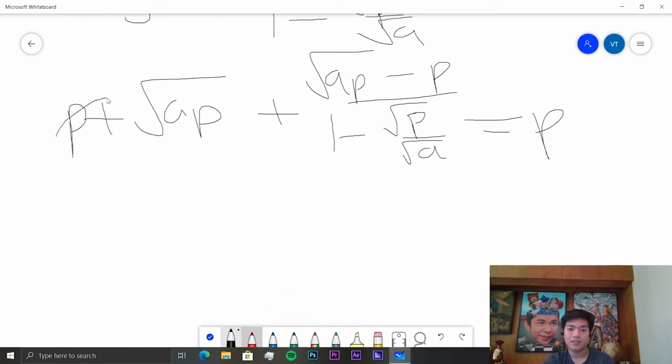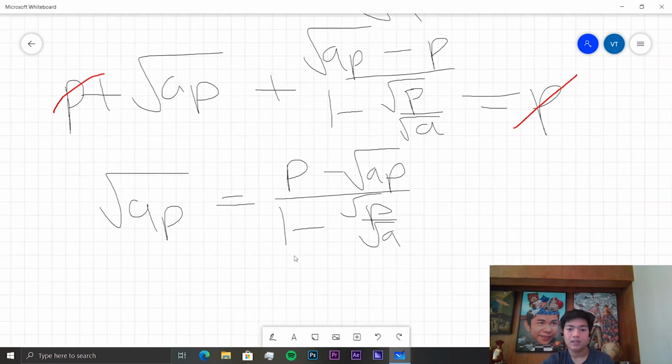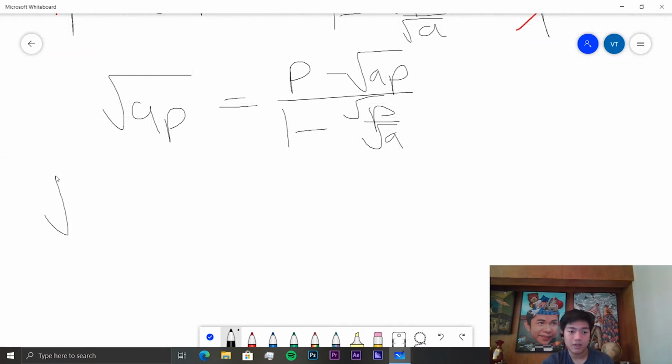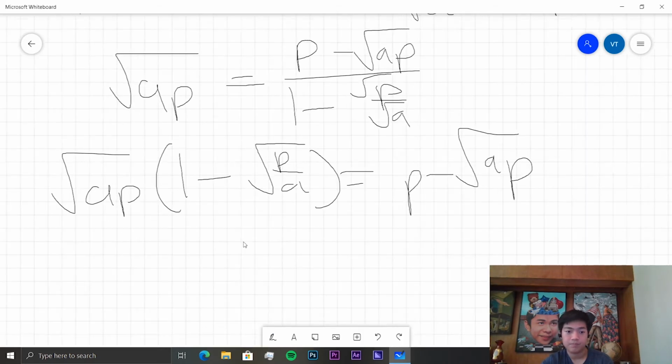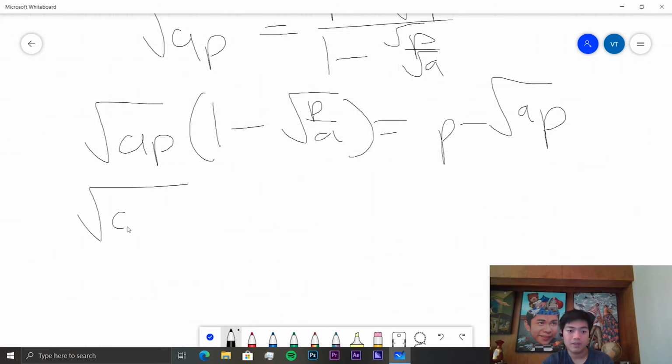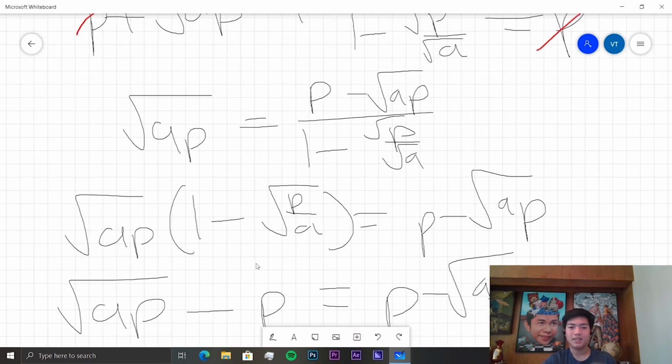So to prove this, cancel this out, make it simpler. We need to prove that root ap is equal to p minus root ap over 1 minus root p over root a. And so we can multiply this to both sides. So root ap times 1 minus root p over a should be equal to p minus root ap. So we have root ap minus p. Is it possible I made a mistake in the sign change somewhere?